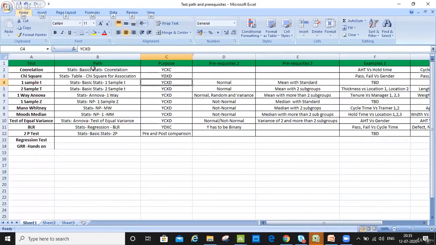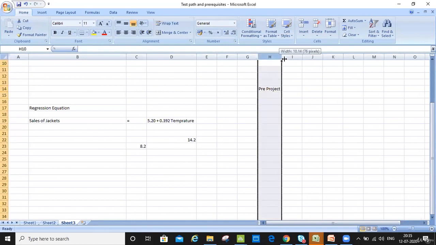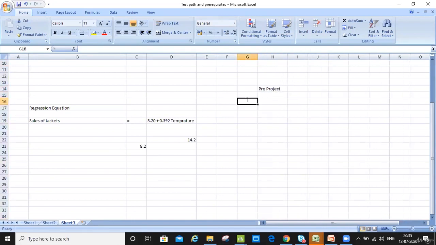So now we have covered correlation, chi-square, one sample T, two sample T, one way ANOVA, one sample Z, Mann-Whitney, Mood's median, test of equal variance, BLR, 2P test. So 2P test is called two proportion test. So let me give you an example of when to do this test. Okay. So you have done in the beginning of the project, pre-project, when you started this project, any project that you started, you would have two things at least: defects and opportunities. Yes or no? You would be able to calculate it.